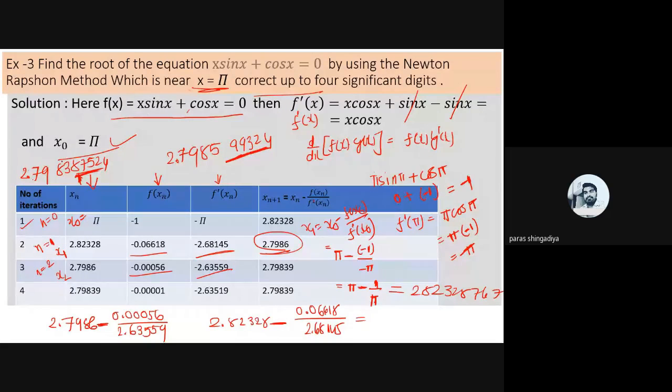Yes, you can consider the 8 3 form also. Otherwise you can convert this 7, otherwise 8, or you can consider 839. 7524 is 4 digits here, so convert this 8 to the 9 form, otherwise 3 to the 4. Both are correct forms. So I consider here 2.79839. Otherwise, in place of that, you can also consider 2.7984. It is also one correct form of your answer.